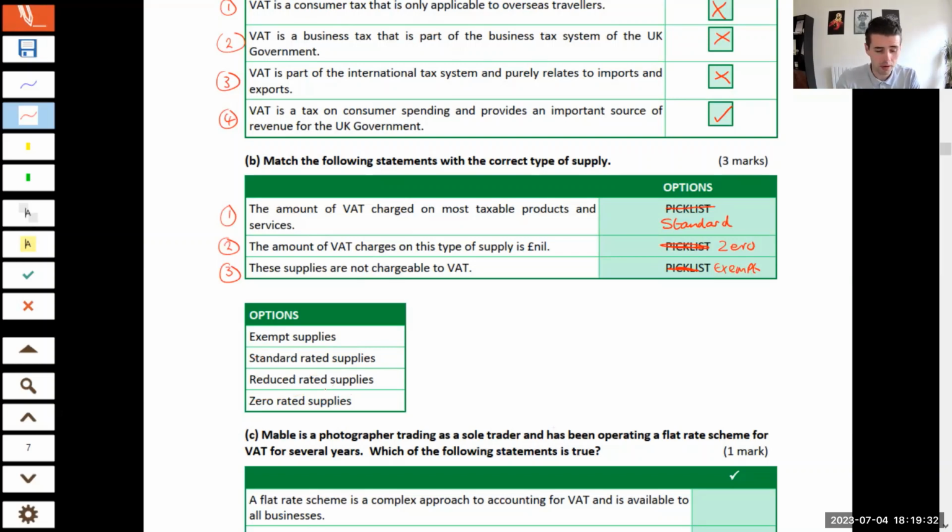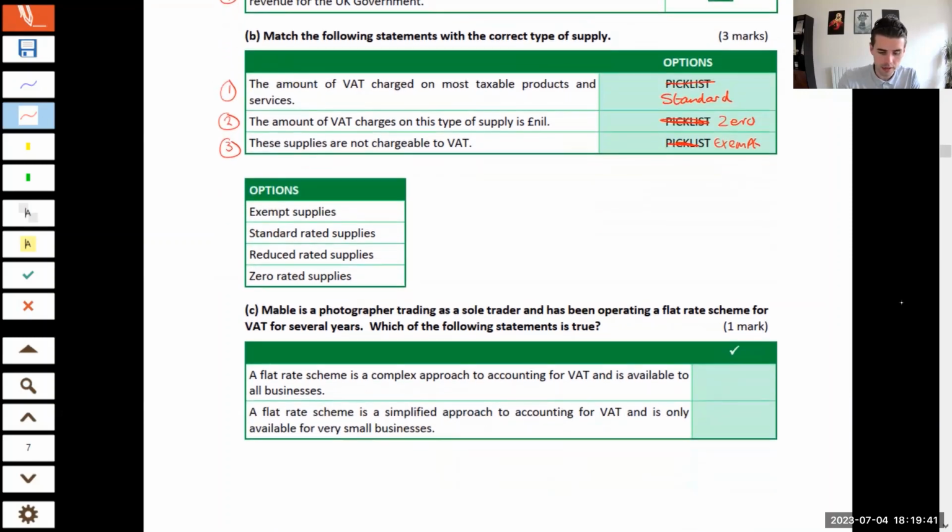And we've just got another 3 marks there. Pretty good, pretty good. Again, the only one that might trip you up, just make sure you're comfortable with the differences between 0 and exempt. Look for the little clues that are given in the question, okay?